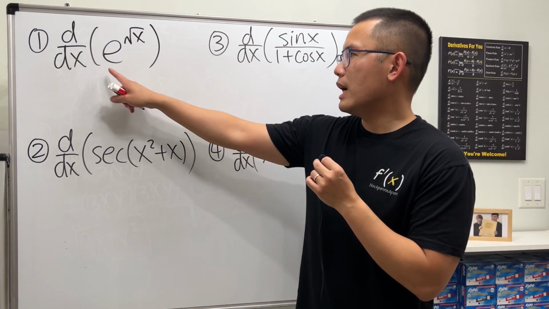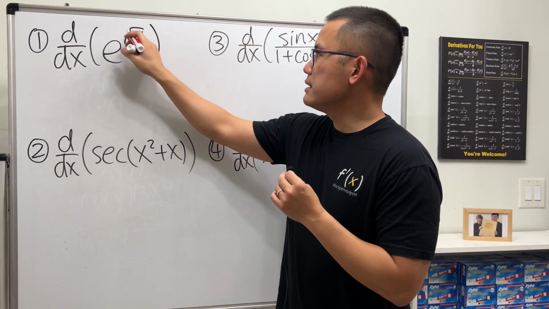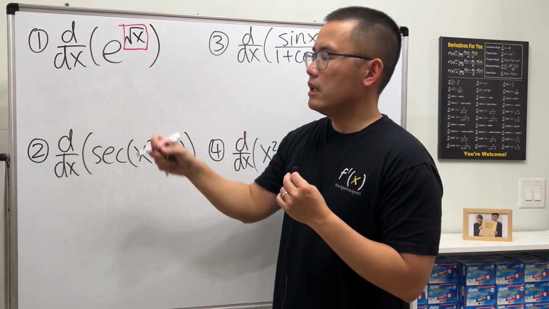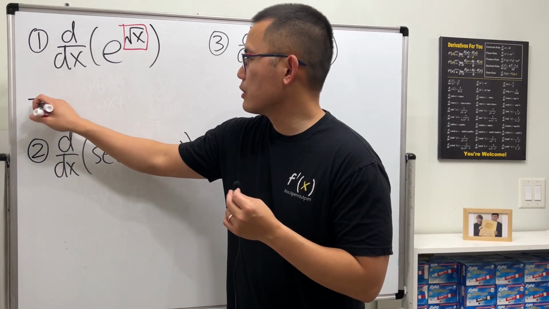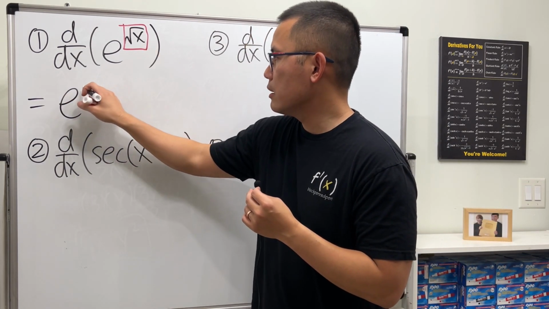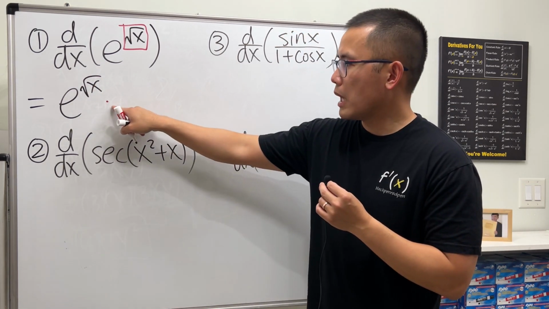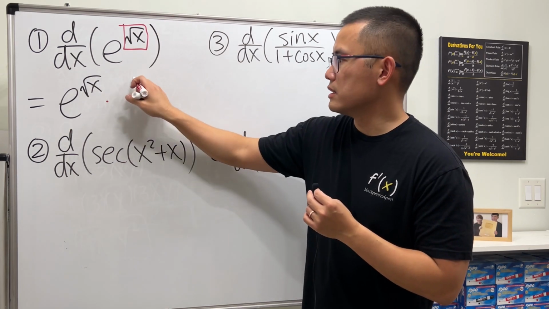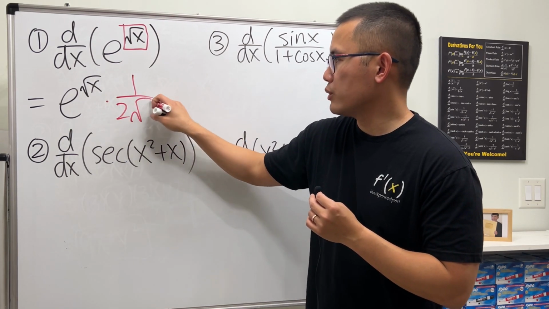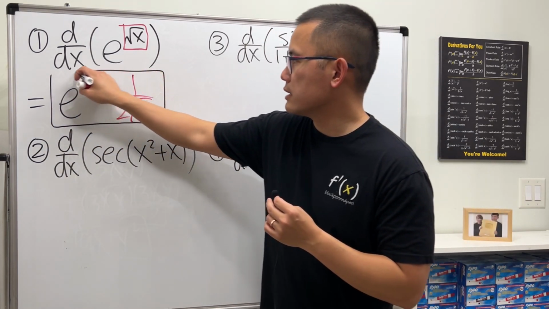First, we have the derivative of e to the square root of x. Look at this as e to a box. And the derivative of e to the box is just e to the box. So it's going to be e to the same thing. And then here we use the chain rule. We multiply by the derivative of inside of the box. The derivative of square root of x is 1 over 2 square root of x. And this is it. This is all I want to go over with you guys.